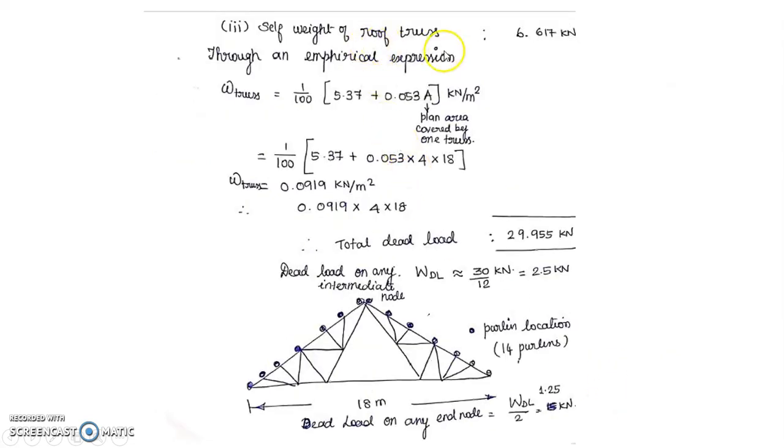Then coming to the weight of roof truss, there is an empirical equation to calculate the weight of the truss, which is nothing but this expression, in which you have to supply the plan area of one truss distribution area, that is the spacing of the truss into span of the truss. If you put these values in this expression, you will get the weight of roof truss in kilonewton per meter square. Again, it is a plan area. I am putting again the plan area of the truss in this expression. I'll get the self weight of the roof truss.